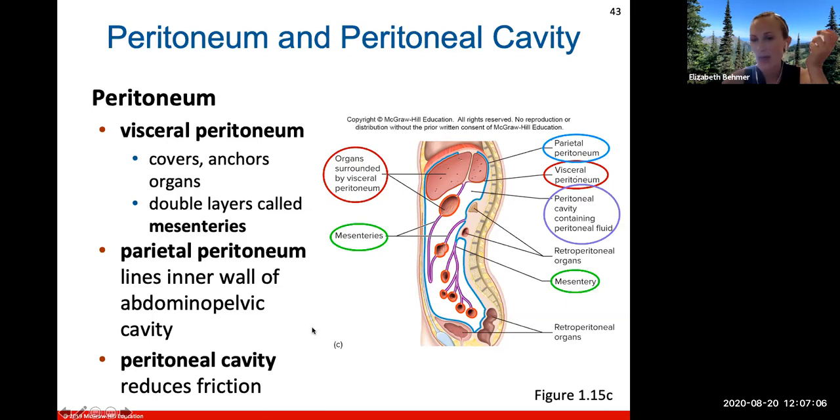So again, the peritoneal cavity will just be space between the 2 just to help reduce friction. So again, your organs in your abdominal cavity aren't just bumping into each other. You have these layers that are surrounding your organs and then lining the wall of the cavity itself to keep the organs anchored in their place and to reduce friction when they move around from each other.